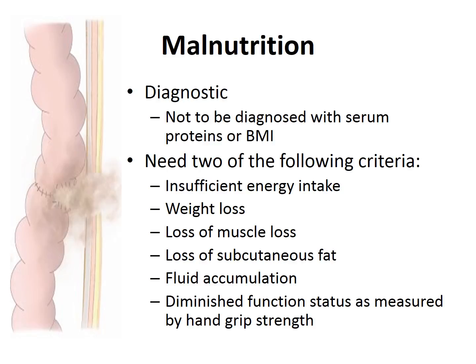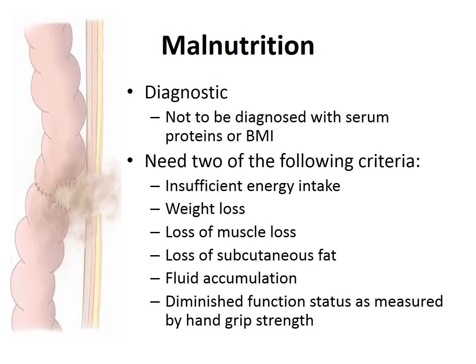So how is malnutrition diagnosed? It's diagnosed with two of the following criteria. We note that it is diagnosed with insufficient energy intake, or the patient not eating enough or getting enough calories. It is also diagnosed through weight loss, and in a little bit I will show the exact definitions of each of these criteria.